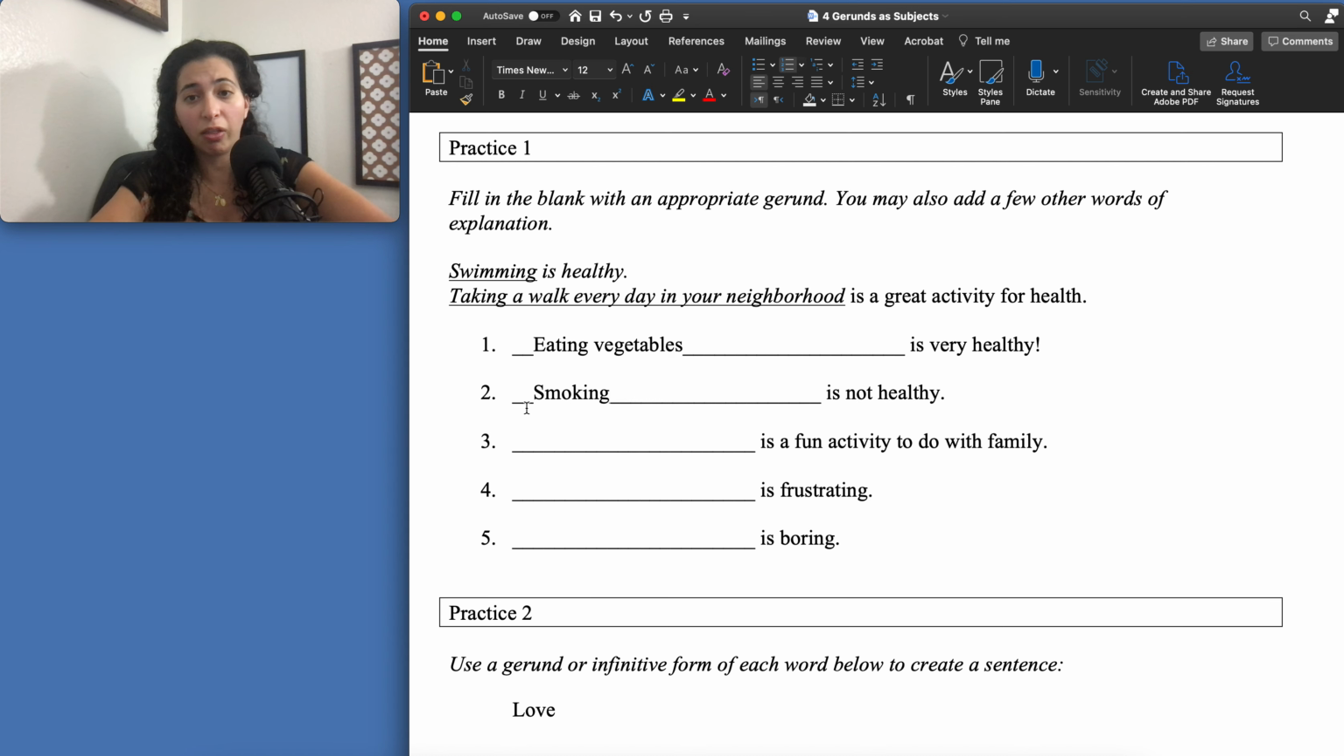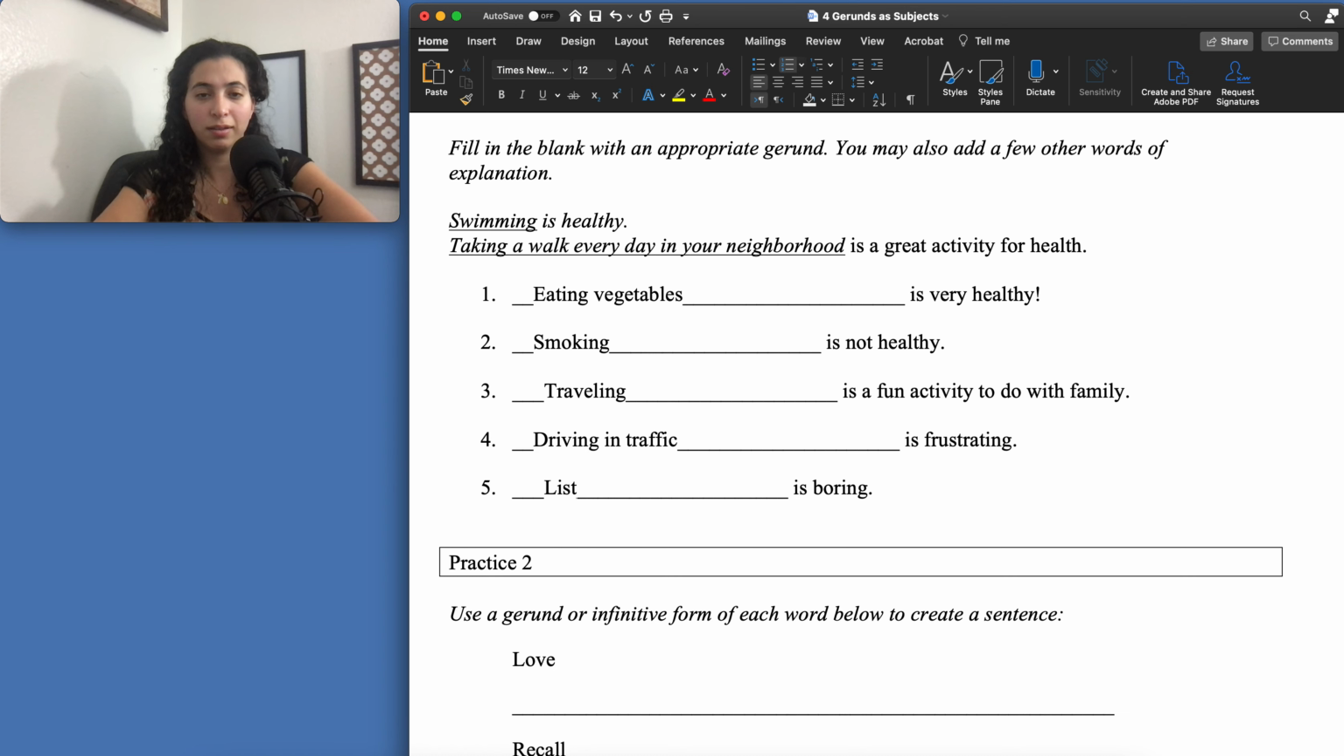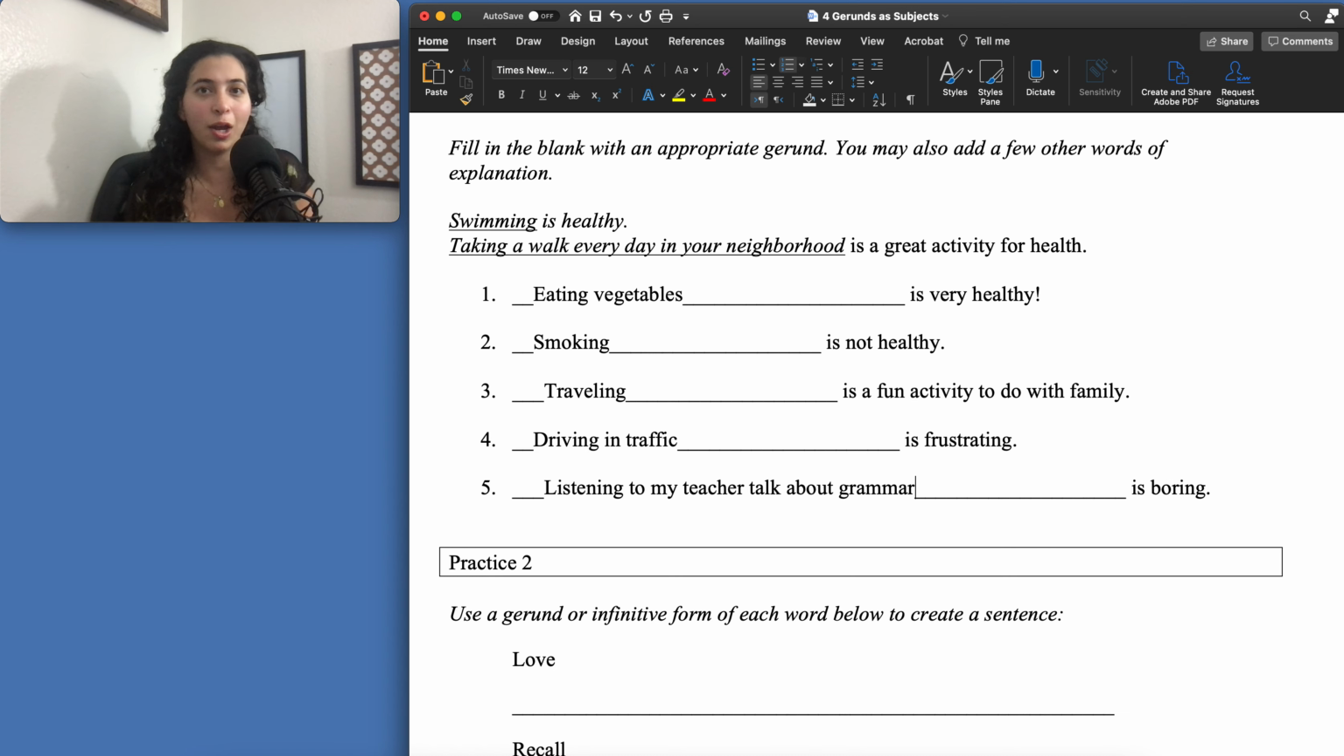Smoking is not healthy. Blank is a fun activity with the family. I don't know what you guys like, but maybe traveling, right? Traveling is a fun activity with the family. Driving in traffic is frustrating. Listening to my teacher talk about grammar is boring. I don't know, I hope you guys think it's fun, but listening to my teacher talk about grammar is boring.